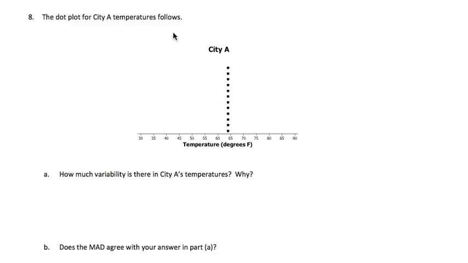The dot plot for city A temperatures is shown. Again, how much variability is there in city A's temperatures? 0. Because all of the temperatures are the same.